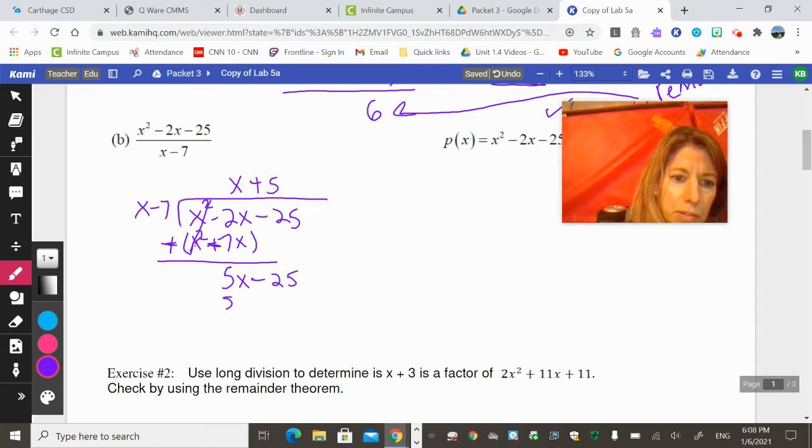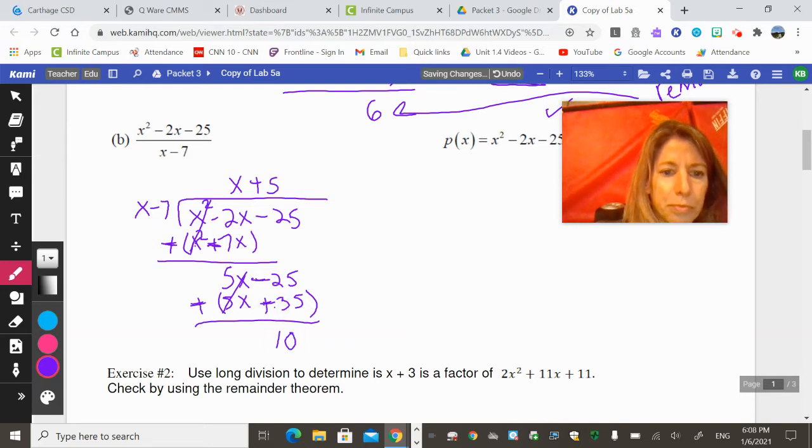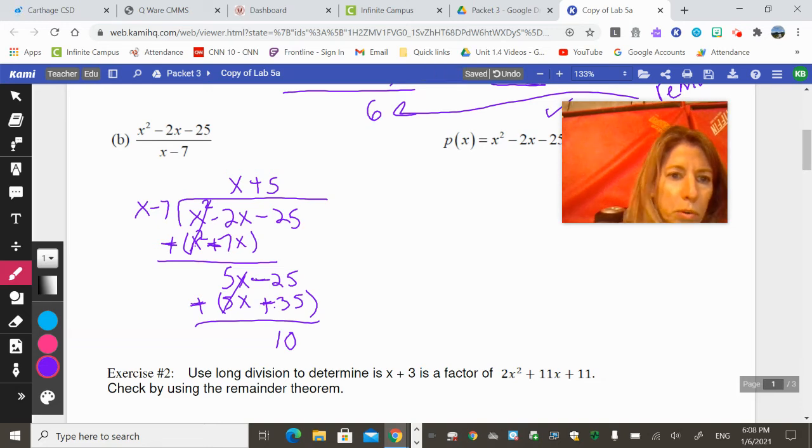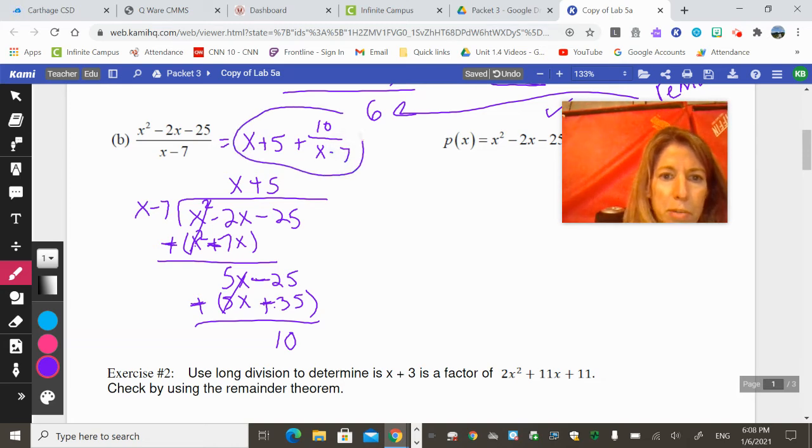And I'm going to distribute. I get 5x minus 35, and then I'm going to subtract. And again, I have a negative 25 minus a negative, so it's going to turn into a positive. And it looks like my remainder is 10. Okay, so the quotient of this, I have my x plus 5 plus my remainder of 10 over my divisor of x minus 7. All right, so this appears to be my answer.